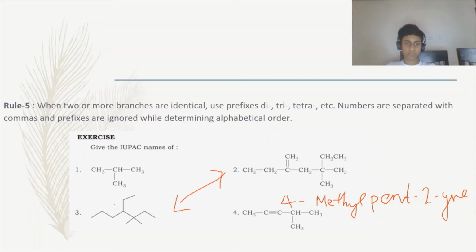So we would have to use the rule that ethyl would get more priority because of the alphabetical order. E comes before M.